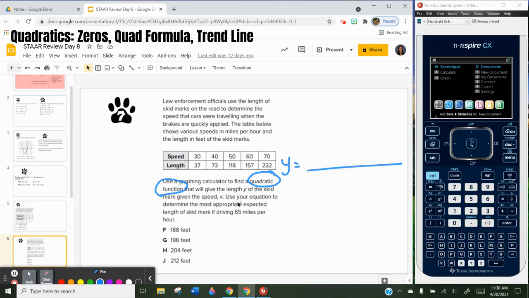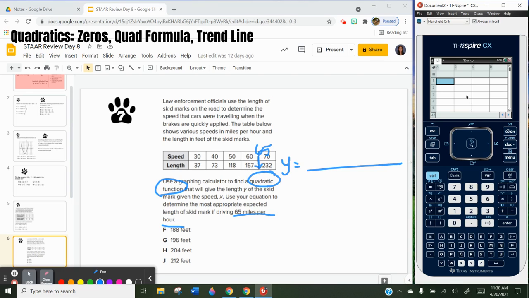And then after we figure out the equation, it says use your equation to determine the most appropriate expected length of a skid mark if driving 65 miles per hour. So 65 miles per hour is somewhere in between here, but remember, because it's a quadratic, it doesn't mean that it's going to be halfway between here. So what we're going to do is we're going to go to our calculator, lists and spreadsheets. Same process, we're going to put X and Y and type in our values.